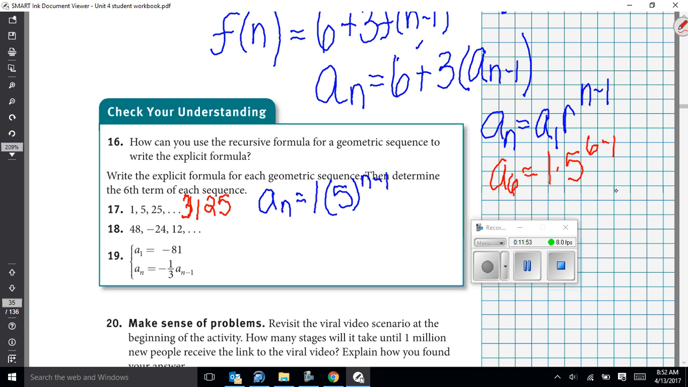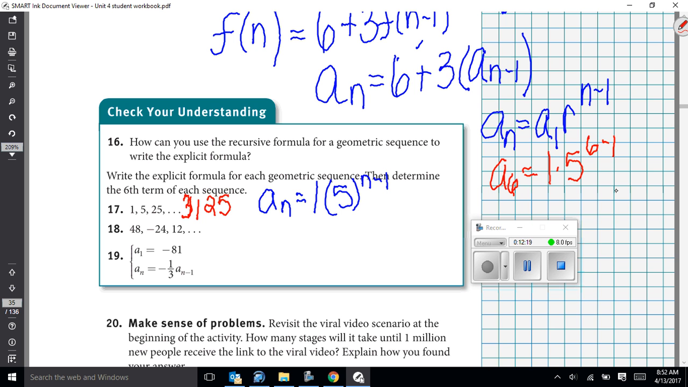All right, so now looking at 18, we have 48, negative 24, 12. Okay, so we're dividing by negative 2. Negative because we have a sign change, right? 48 divided by negative 2 is negative 24. Negative 24 divided by negative 2 is positive 12.